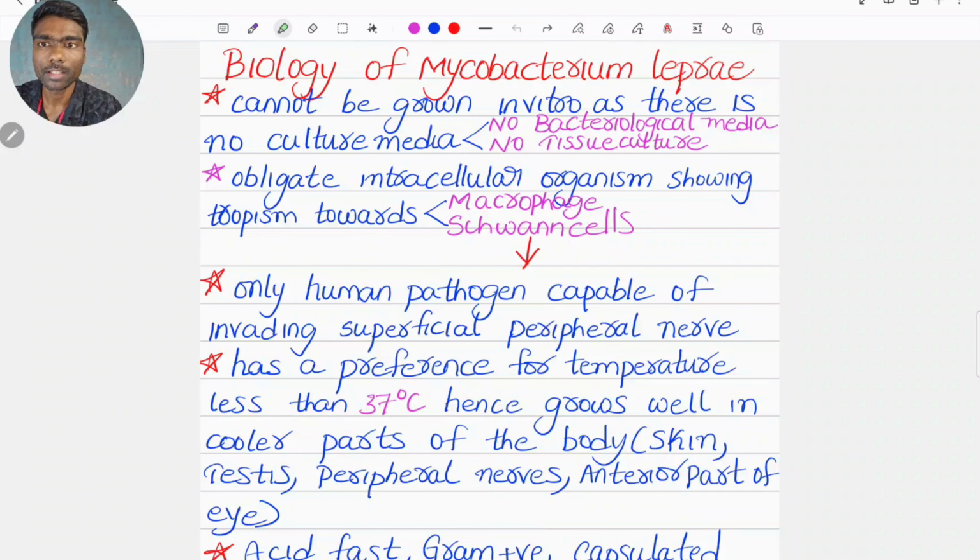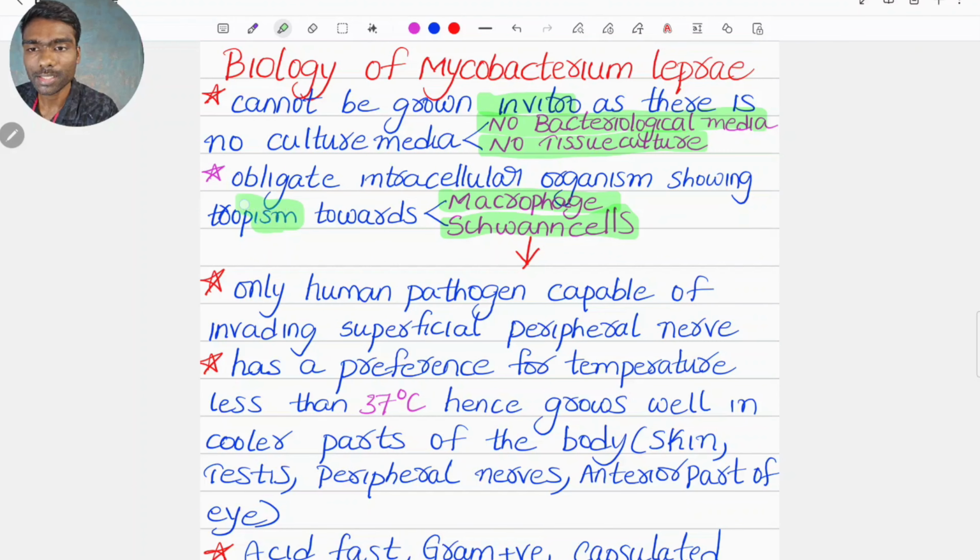Biology of Mycobacterium leprae. This Mycobacterium leprae cannot be grown in vitro. It cannot be grown in any lab because there is no culture media, no bacteriological media and no tissue culture to grow. It is an obligate intracellular organism showing tropism towards macrophages and squamous cells.